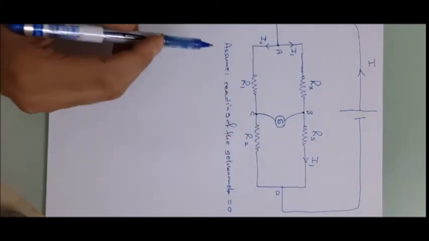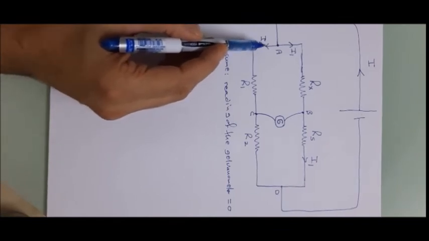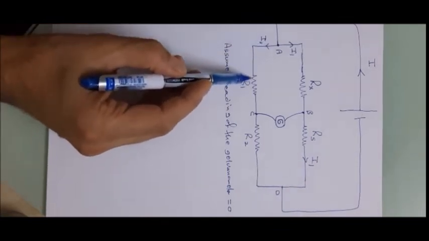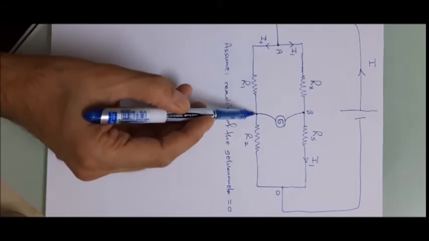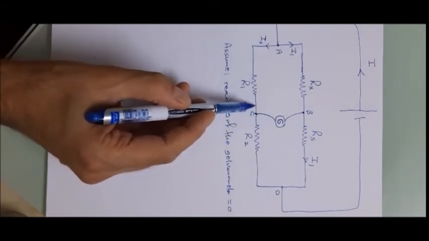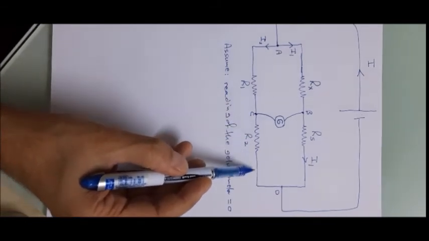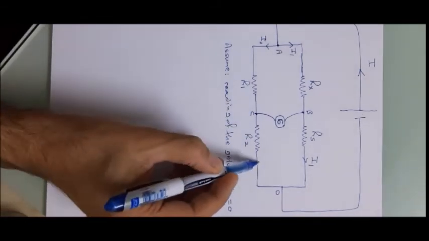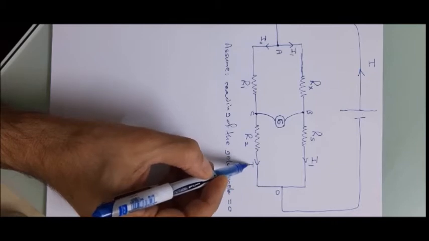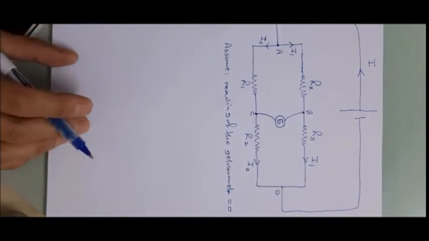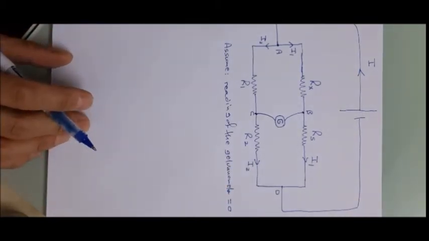The same thing can be said about I2. I2 after passing this resistance R1 at point C, no part will go through the galvanometer. The entire current will go through the resistance R2. So the current here is also I2.